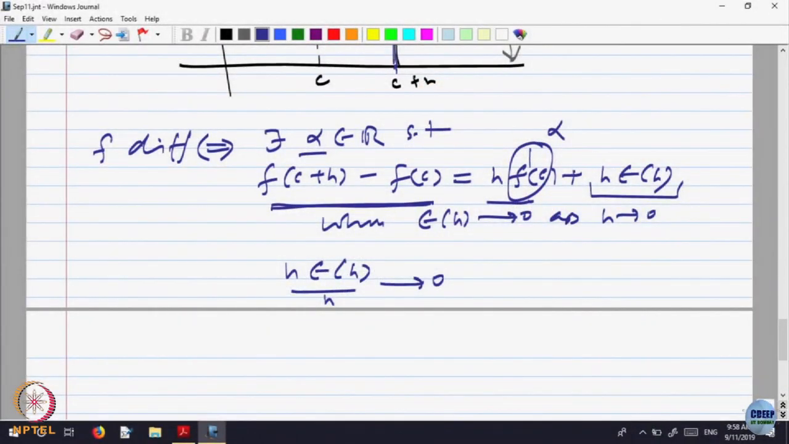And one thing more: if f is differentiable, what is the limit of the left hand side as h goes to 0? h times f dash goes to 0, h times something that goes to 0. So f of c plus h goes to f of c. So that automatically implies f differentiable implies f is continuous. As a corollary of this, f differentiable implies f continuous.